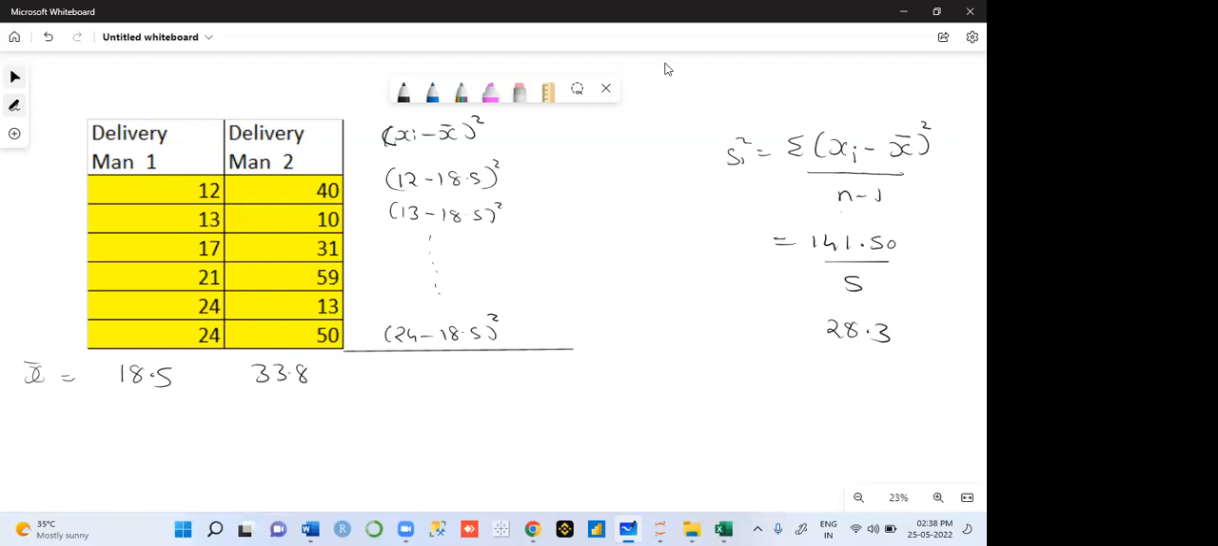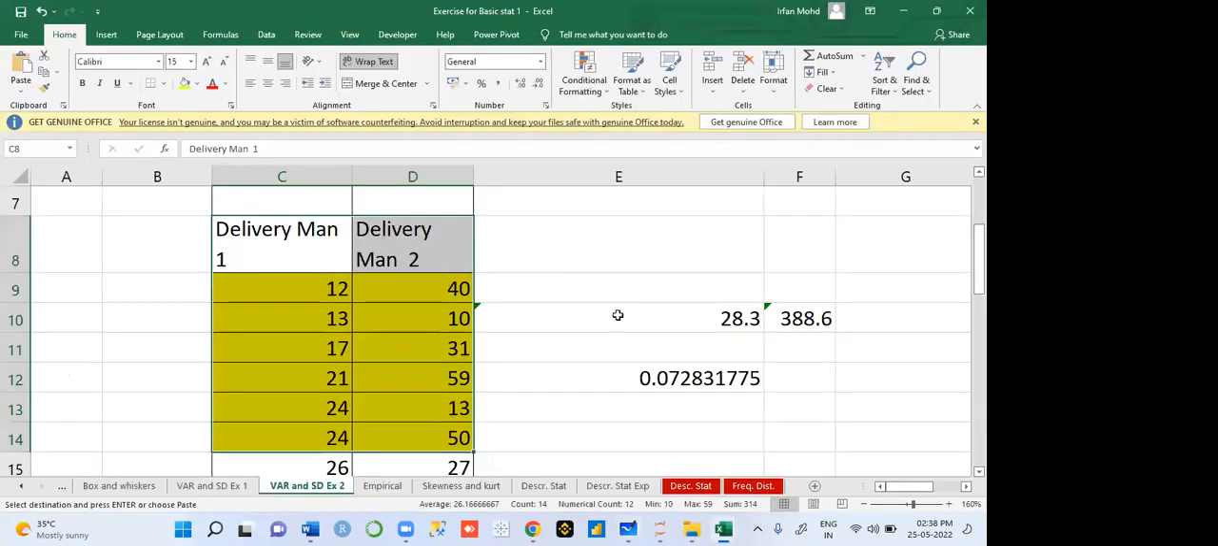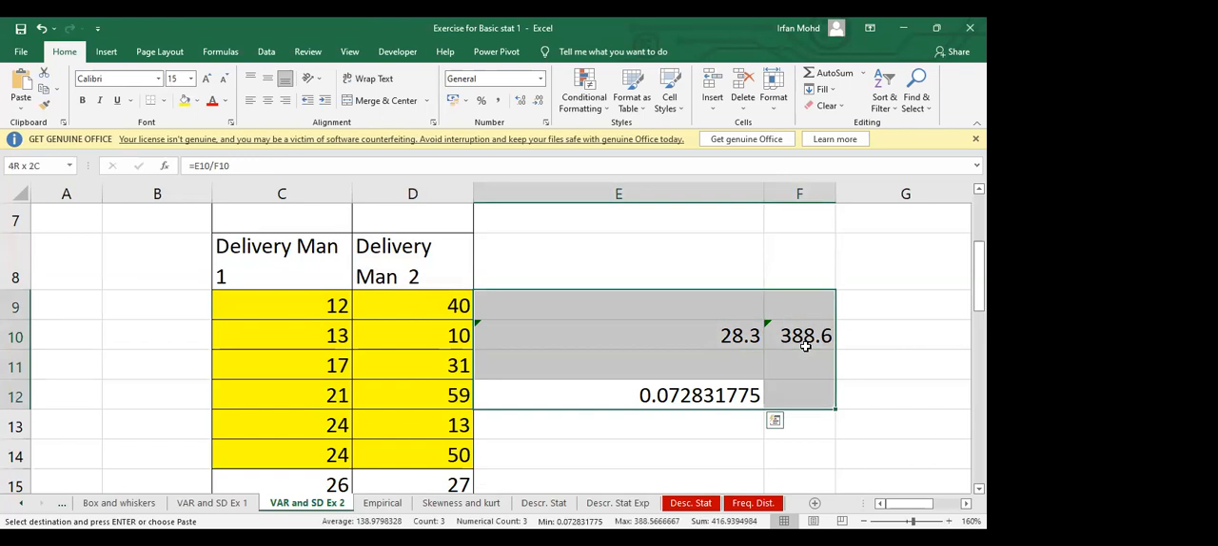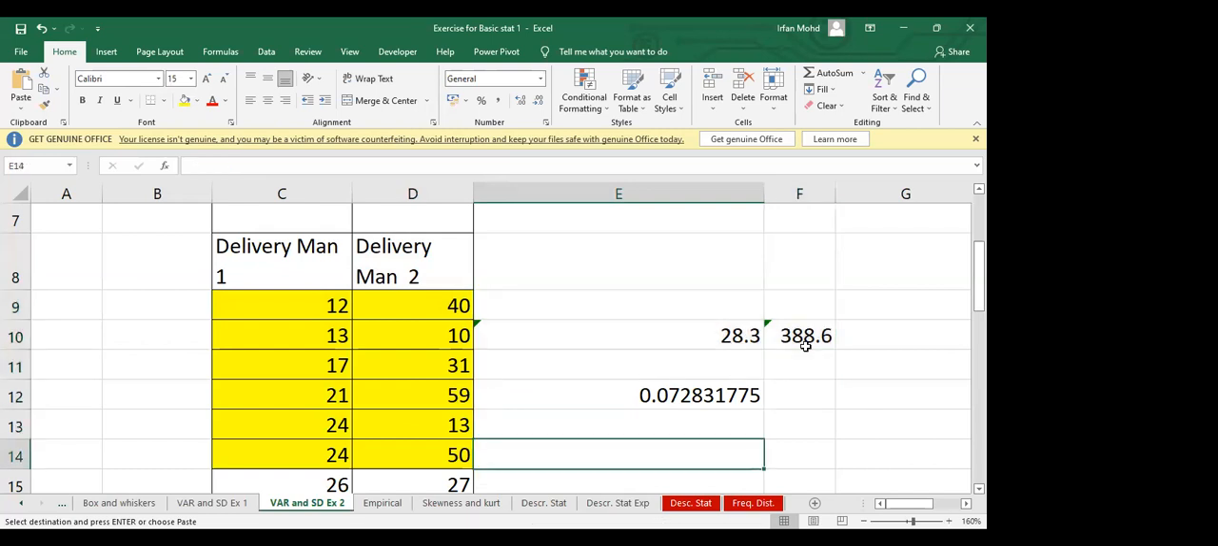Sir, S2 is 32.4. Let me cross check, one second. I'm getting an answer as 38.6. Yeah, a small difference will be there in the number. Now what you do, 28.3 divided by 38.6, 0.07. This is your F calculated value. Now we require the F table value. Next we need to find degrees of freedom, right? Degrees of freedom.